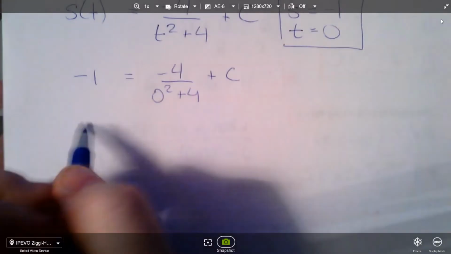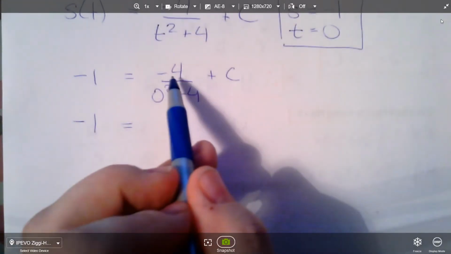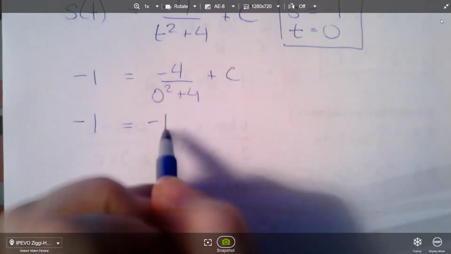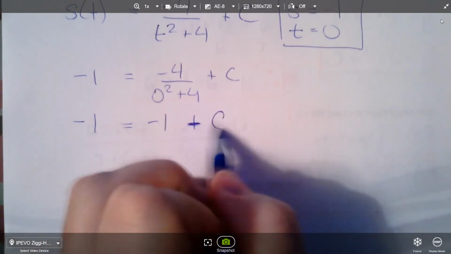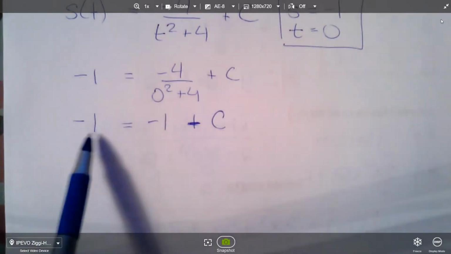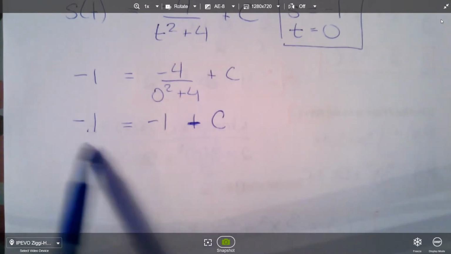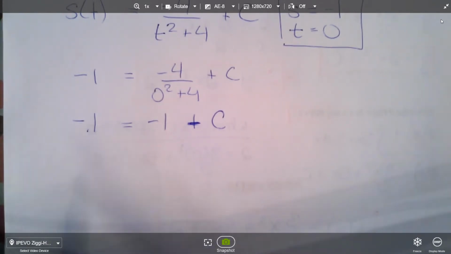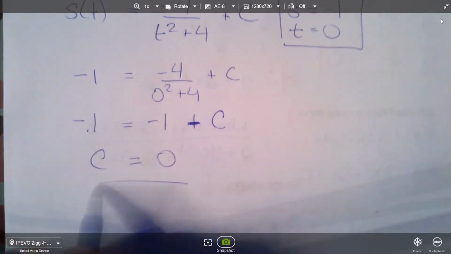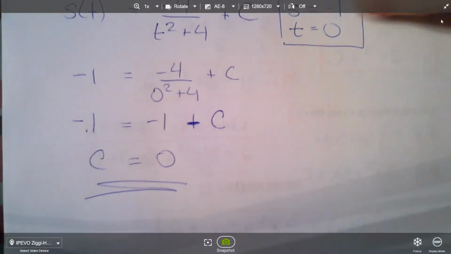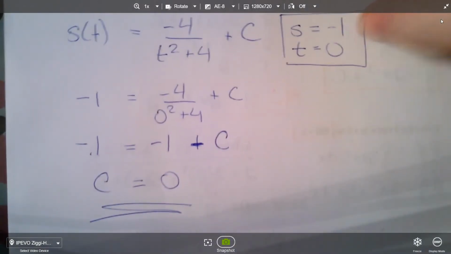See what we get here. -1, -4 over 4. It's -1 plus C. All right, what do we get for C? Well, -1, moving this over to the other side, that's +1. So I actually end up with C is 0. So there actually was no constant, and that can happen too.